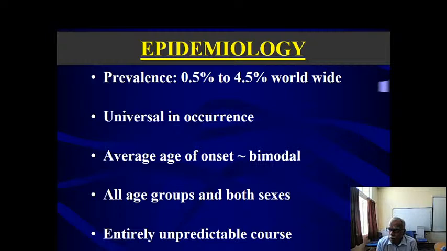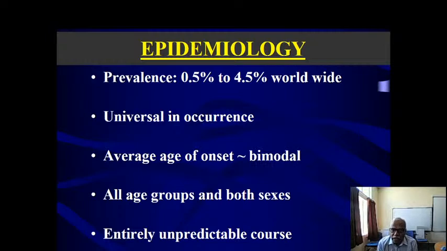If you look at the epidemiological factors, it is a very common condition. We say common whenever the incidence of cases is more than 1%. So this is 0.5 to 4.5% worldwide, but in our country it's a 1 to 2% incidence. It is present almost throughout the globe, all age groups may be involved, and it runs an unpredictable course. We don't know when it is going to get remissions or exacerbations.